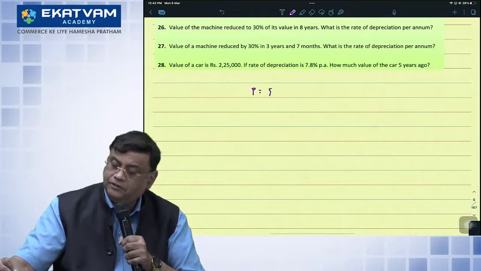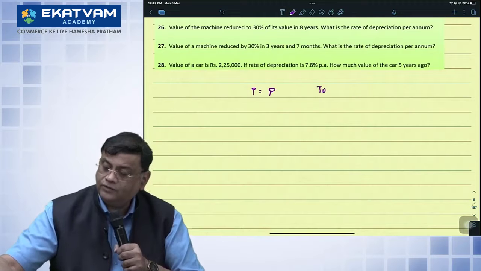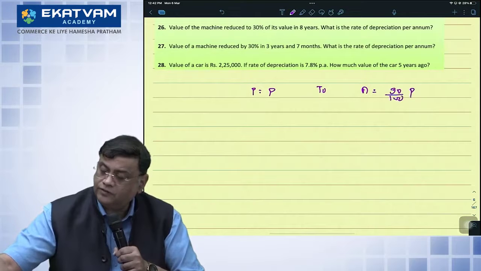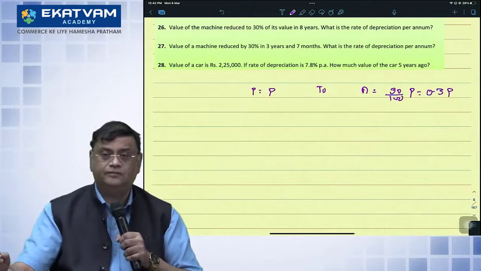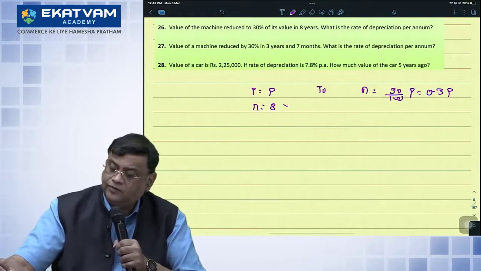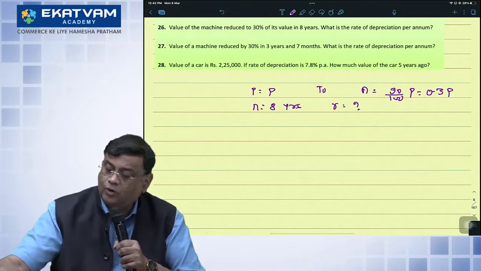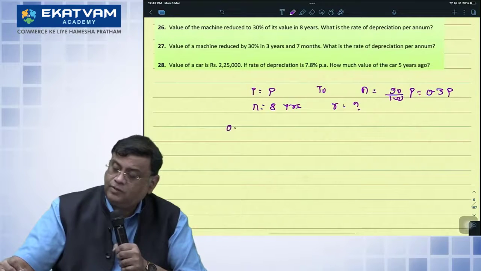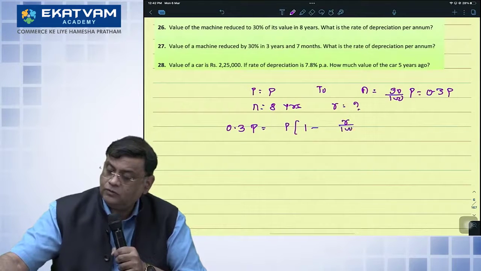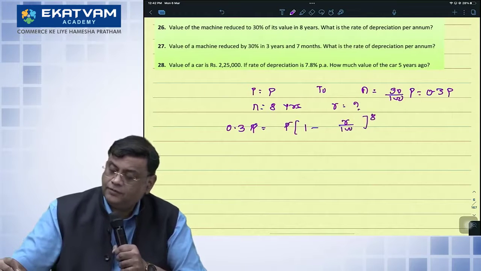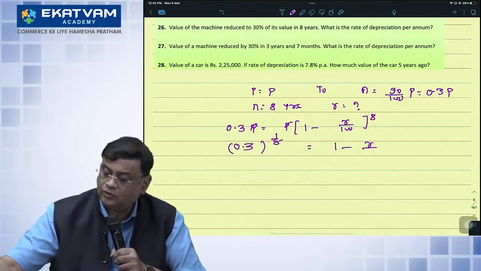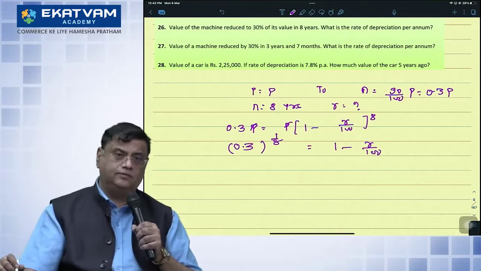P is P. So A will be equal to 30% of P, that means this is 0.3 P. Is that clear? And that is happening in the period of 8 years. And you have to find R. So how will that go? This will be 0.3 P is equal to P times 1 minus R over 100, raised to 8. P cancels. 0.3 raised to 1 upon 8 is 1 minus R over 100. Now time starts here.